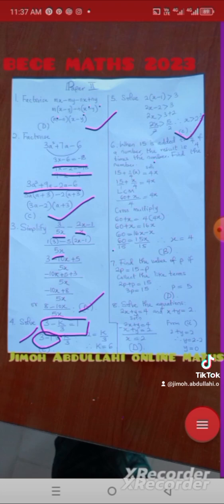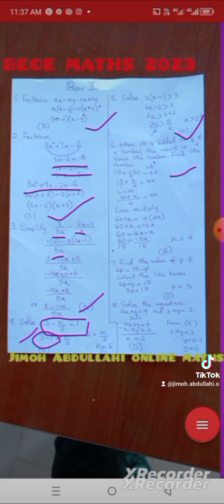Then the number 6, when 15 is added to 1 over 4 of a number, the result is 4 times the number. Find the number. So since we don't know the number, let the number be x. See that I'm using x. Then 15 plus 1 over 4 of the number equals to 4 multiplied by the number. So that will give me 15 over 1 plus x over 4.